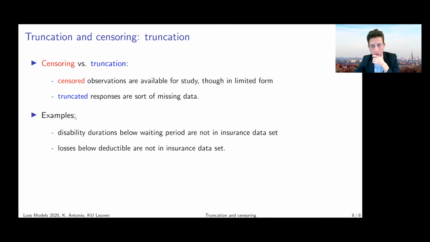Yeah. So that's what I wanted to add, especially for those who have not been discussing this censoring and truncation before. So I think these messages are very important. Censoring, you have part of the observation, but you don't have it in full. With truncation, you lose certain observations because, for instance, they do not overshoot a certain threshold.